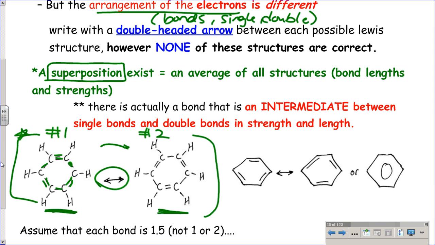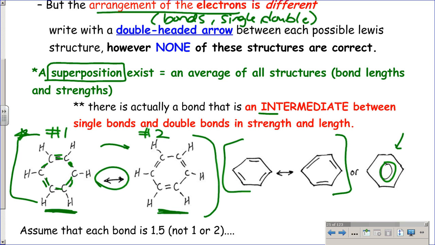So you have to write it either like this to show that these are equally likely, or this is the lazy man's way of drawing benzene, but this is saying that the double bond can be anywhere in here. I'll draw you another one in just a second for ozone, which is an alternate way of drawing the resonant structures here. So the important part is that none of these structures actually occur.